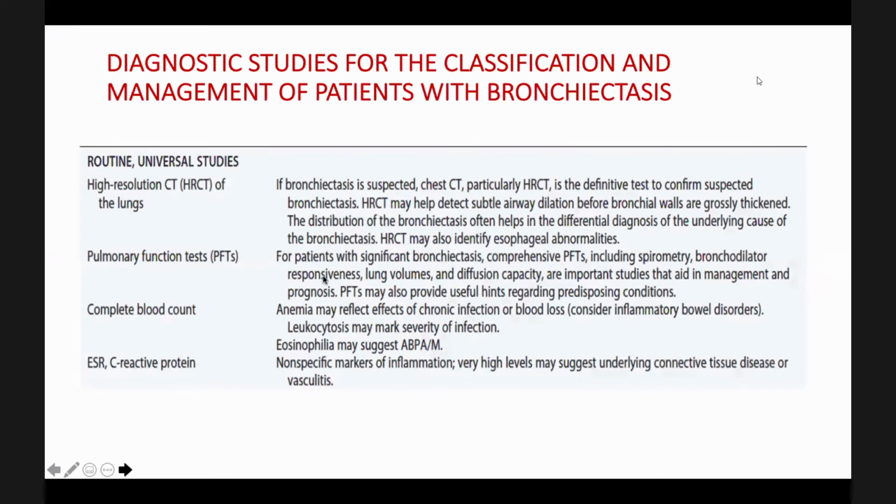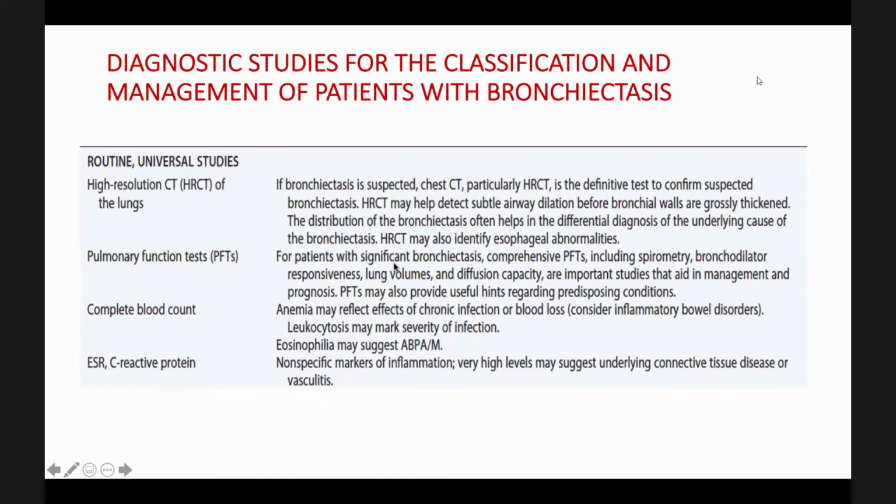Coming to the diagnostic studies for the classification and management of patients with bronchiectasis: what are the routine tests that you can do to prove your diagnosis? You can do a chest X-ray first, and then go with the HRCT chest. If bronchiectasis is suspected, chest CT, particularly HRCT, is the definitive test to confirm it. HRCT may help detect subtle airway dilatation, as we have seen in the earlier slides. It can also help to identify esophageal abnormalities.